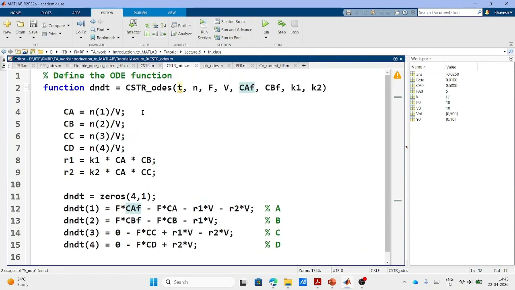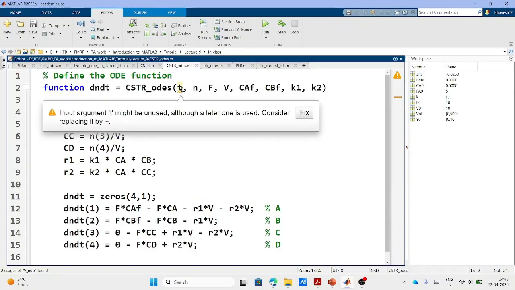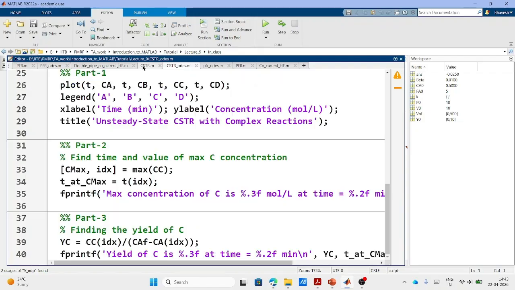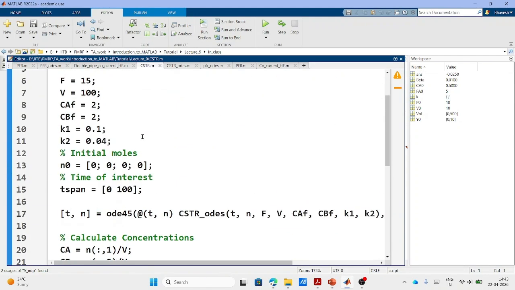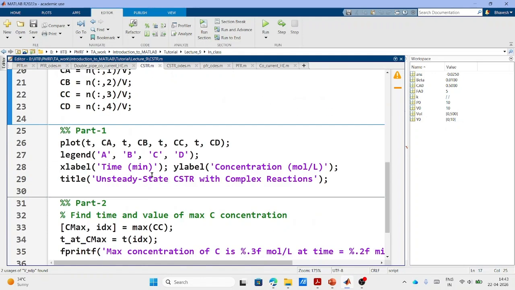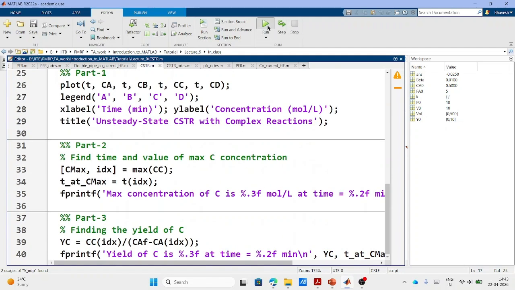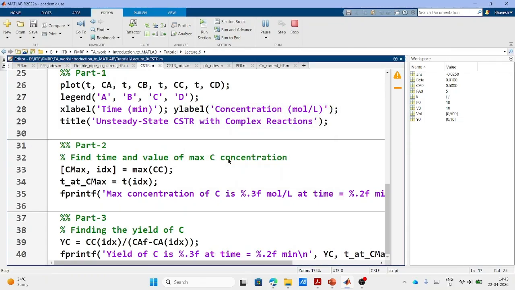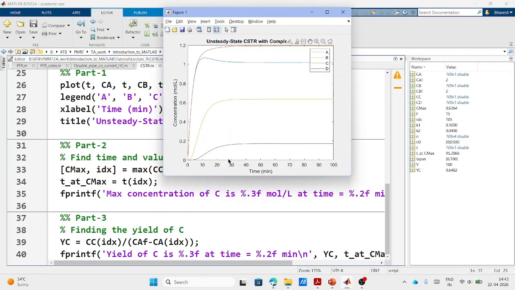Here we first define the CSTR ODEs, which I have defined in terms of N and these functional parameters, and we have written these values. Then in this part, I'm just solving the CSTR ODE and finding the values. So if you run it, yeah, this kind of a concentration profile you will get.